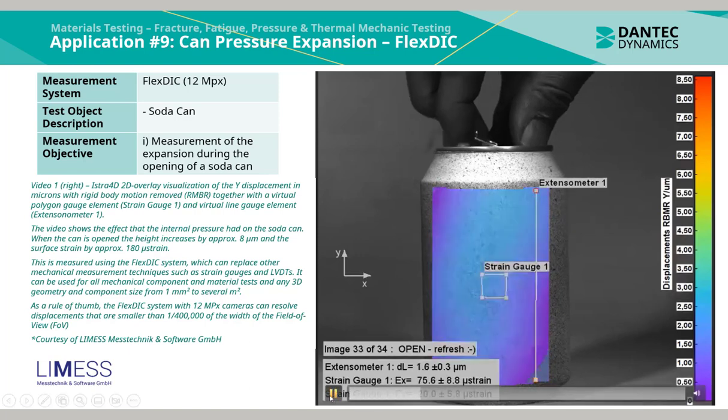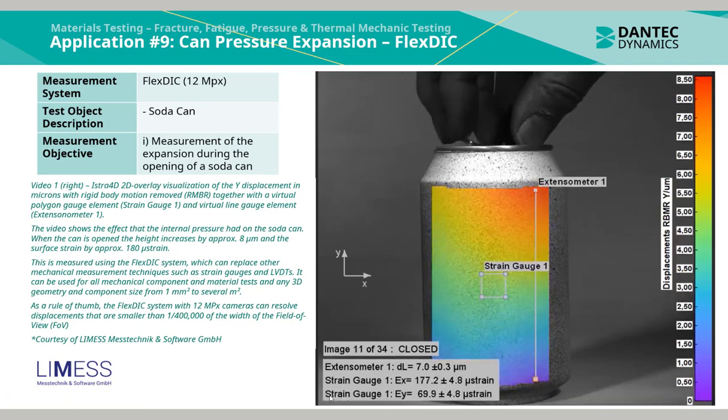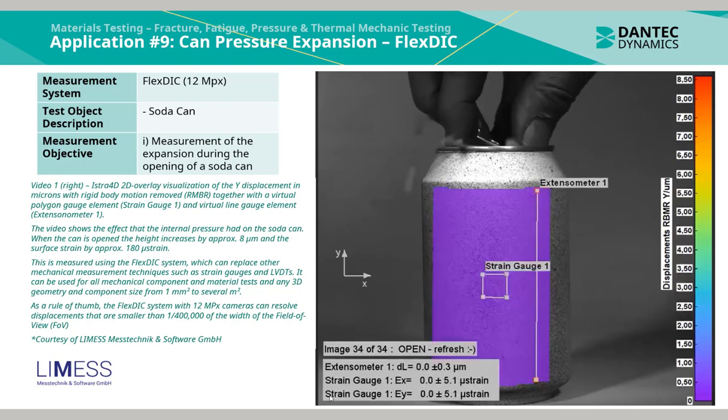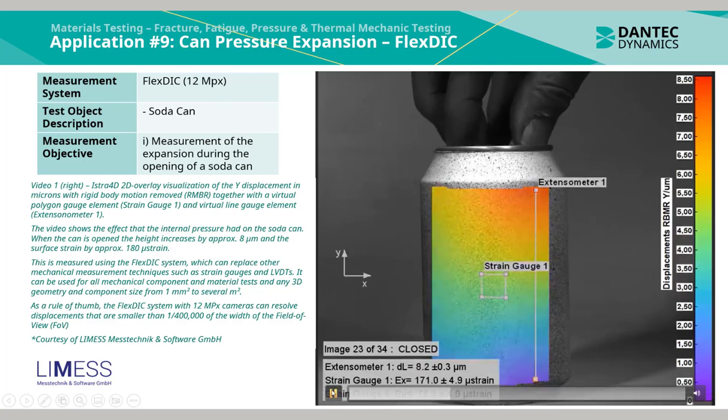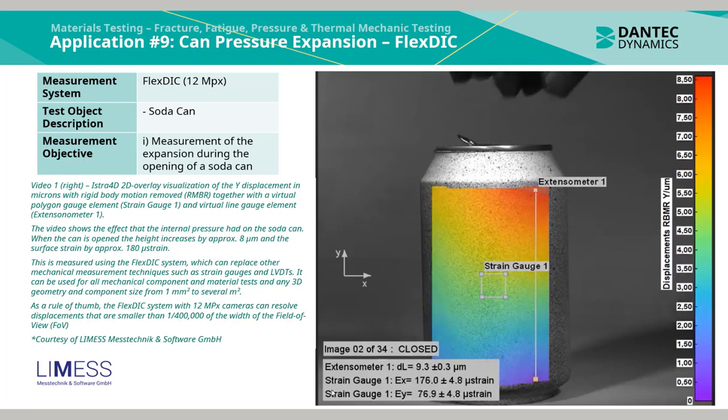In video 1 to the right, the EduDIC 2D overlay visualization of the wire displacement in microns with rigid body motion removed, together with a virtual polygon gauge element called strain gauge 1 and virtual line gauge element x in centimeter 1 can be seen. The video shows the effect that the internal pressure has on the soda can. When the can is opened, the height increases by approximately 8 micrometers and the surface strain by approximately 180 microstrain.